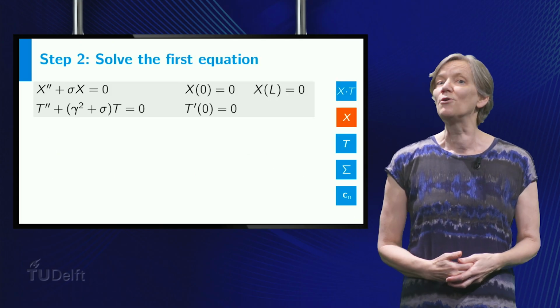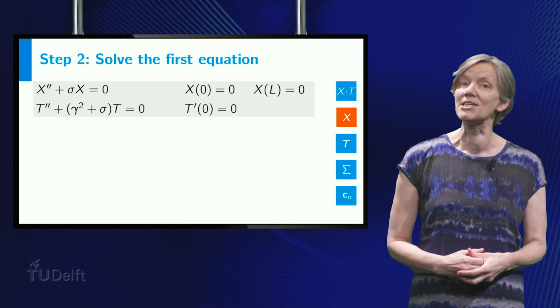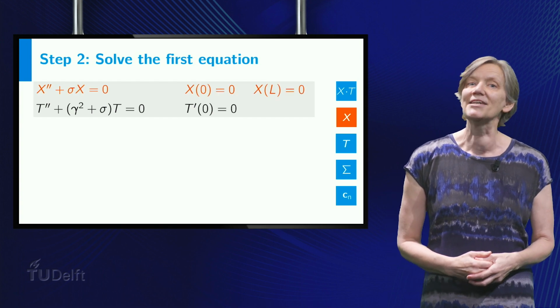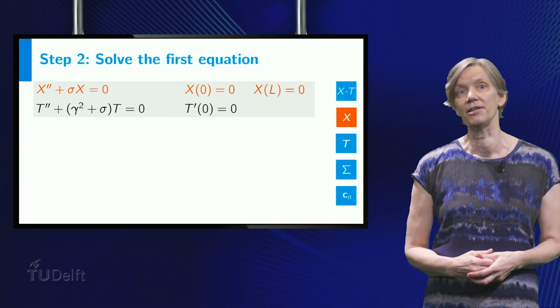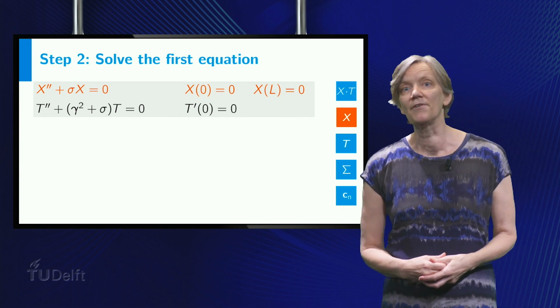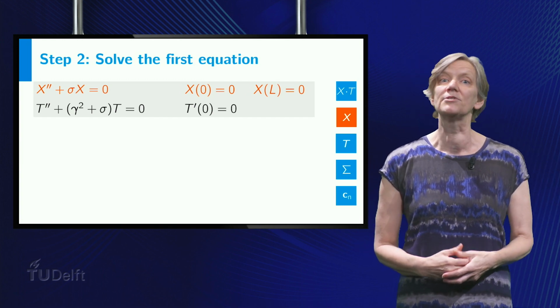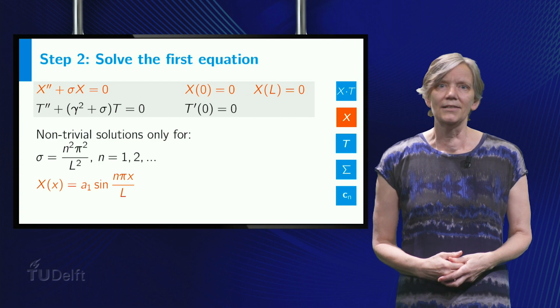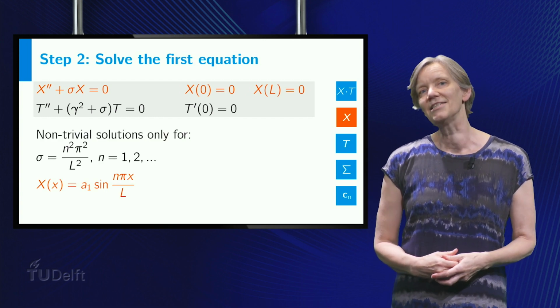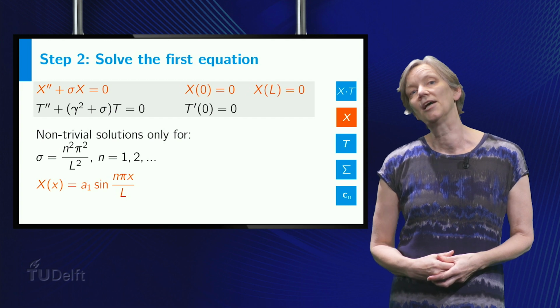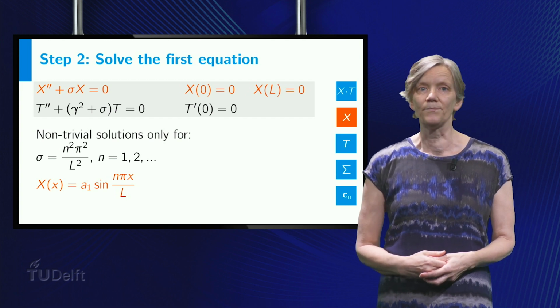Step 2. Solve the first equation. In this case, we start with X. Investigate all possible values of sigma, negative sigma, 0 and positive sigma, and find which values give non-trivial solutions X. These are the only sigma for which there are non-trivial solutions. X is then a sine function with an undetermined amplitude A1.